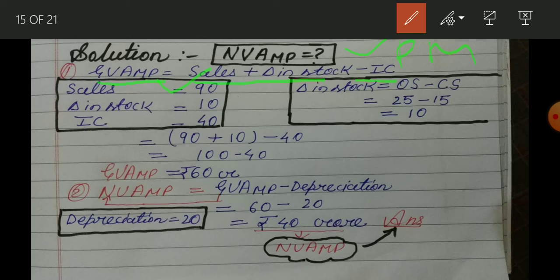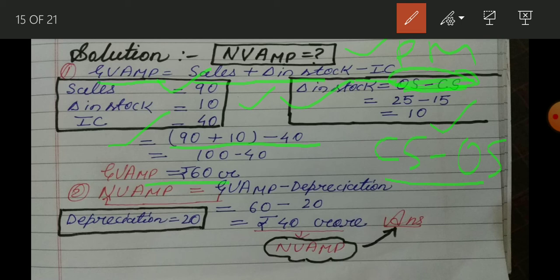So what is the equation for calculating change in stock? Opening stock minus closing stock. Sorry, here I had written wrong. It is closing stock minus opening stock. Correct it, student. This is wrong. So when we put the value 25 minus 15, we get 10. So in this way, the change in stock is equal to 10. And intermediate consumption is given 40. So now when we put all the values, sales is 90, change in stock is 10, and intermediate consumption is 40. So we get GVA MP equal to 60 crore.